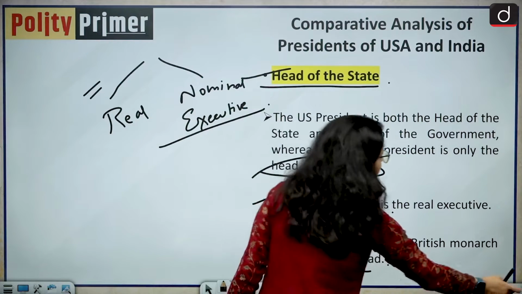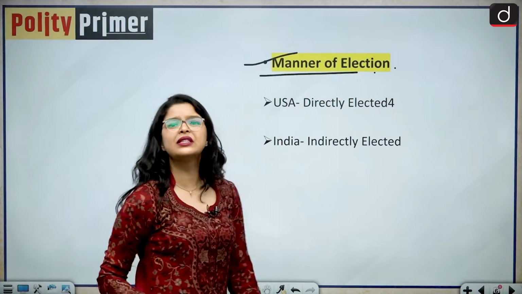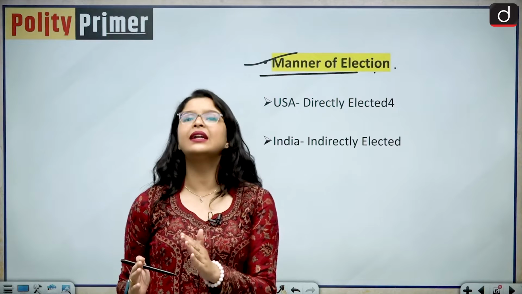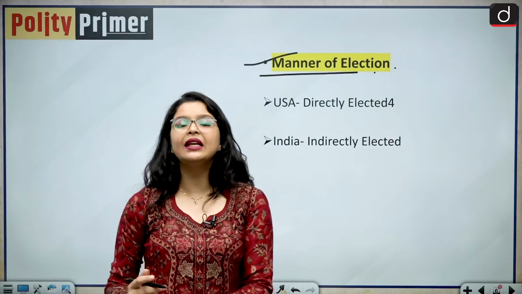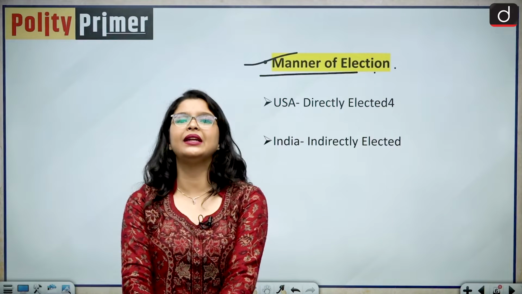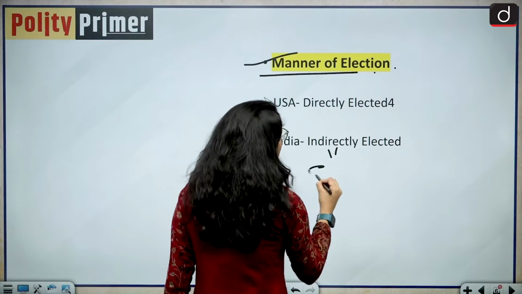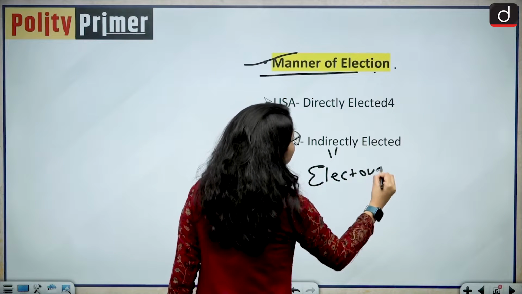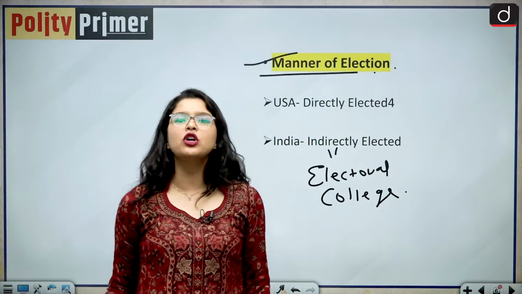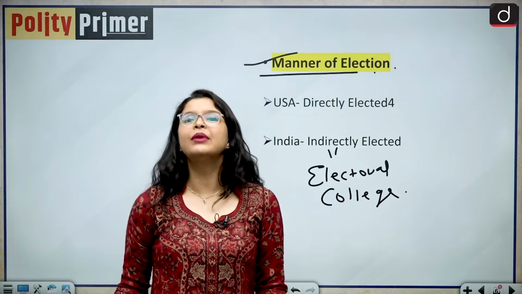Moving forward, there is a distinction in the manner of election of the USA president and the Indian president. In USA, the manner of election is direct election. What do you mean by direct election? That the people are directly voting to elect their president, but this does not happen in India. In India, the president is indirectly elected with the help of an electoral college. Let me know in the comment box below what is the composition of this electoral college responsible for electing the president of India.